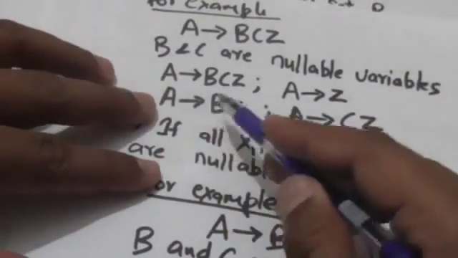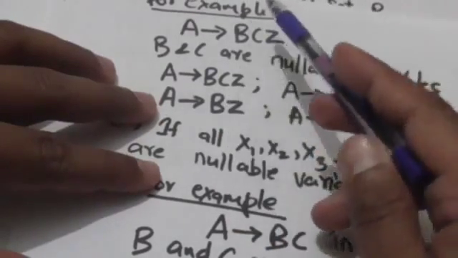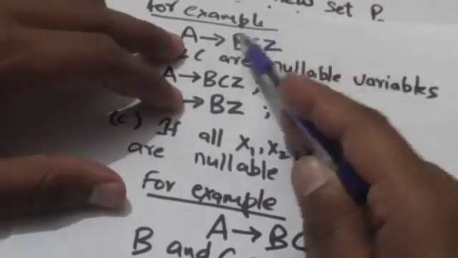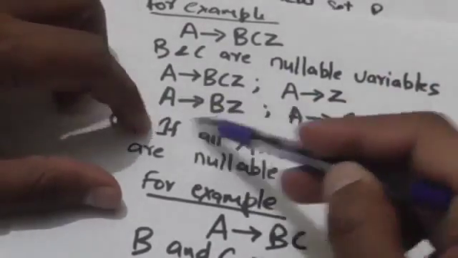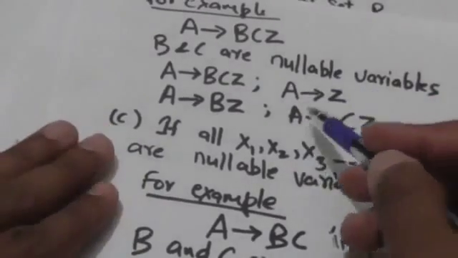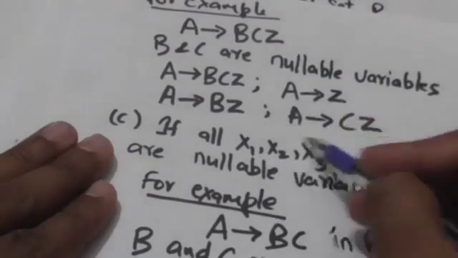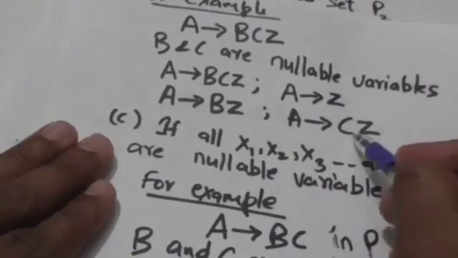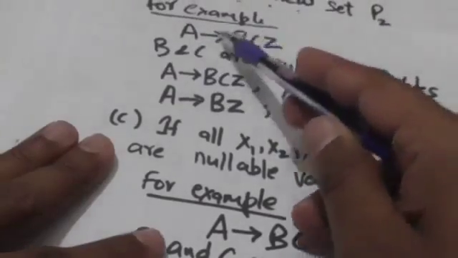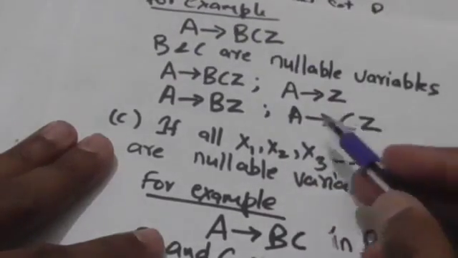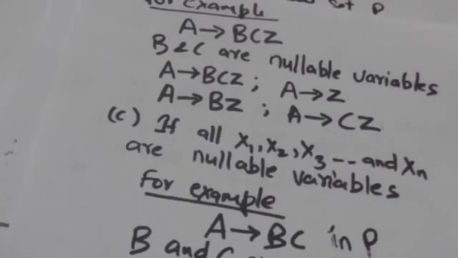Now see this production A derives BZ. We have obtained this production by removing the nullable variable C from the right hand side of the production. So this production A derives BZ will also be added to set P2. Now see this production A derives CZ. We have obtained this production by removing the nullable variable B from the right hand side of the production. So this production A derives CZ will also be added to set P2.